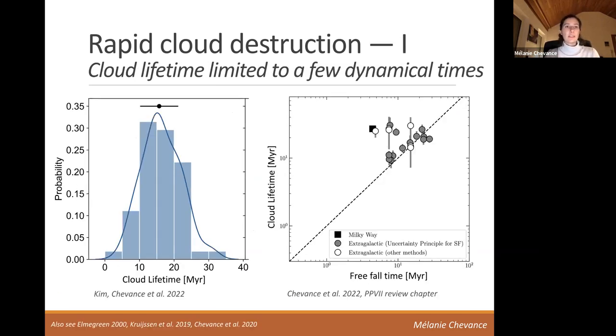So what are the consequences of this rapid cloud destruction? There are two of them that I want to highlight. The first one is that because the clouds are rapidly destroyed, their lifetime is limited to a few dynamical times. And this is what I'm showing on the plot on the right here, showing the cloud lifetime as a function of freefall time. This is not for all the galaxies of the sample, only for a subset. But you see that for most of them there is a good agreement between the cloud lifetime and the freefall time, and at most it's a factor of 2 to 3 longer cloud lifetime.